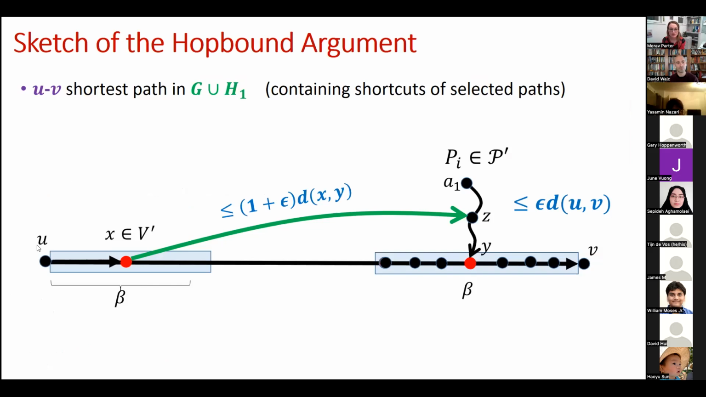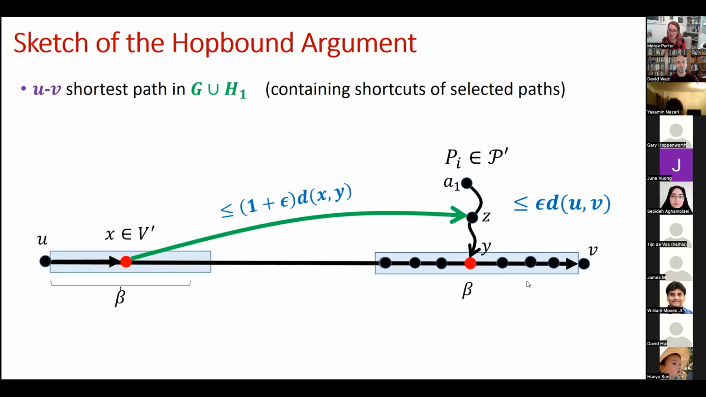Again, you are going to look at the U to V shortest path in the graph G union H1. H1 always represents all the shortcut edges added for each individual path in the path collection, okay? You only take that. And you look at the prefix, the beta length prefix, the beta length suffix. And by Chernoff, you are happy because it hits one sampled vertex. Good. Okay. Now comes the suffix part.